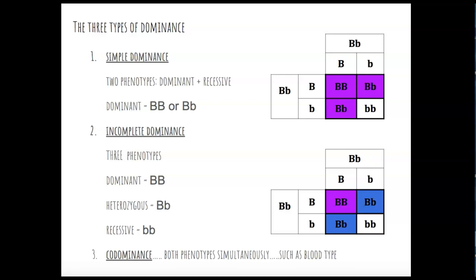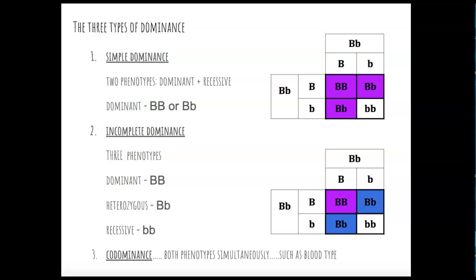Another possibility for dominance is called incomplete dominance. There are 3 possible phenotypes. So you have dominant, which is big B, big B, heterozygous, which is big B, little b, and recessive, which is little b, little b.